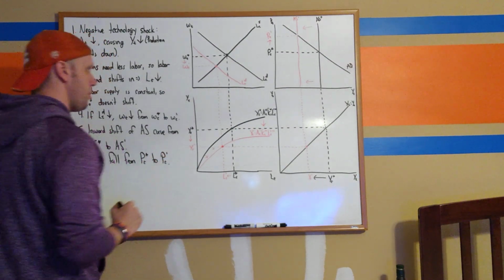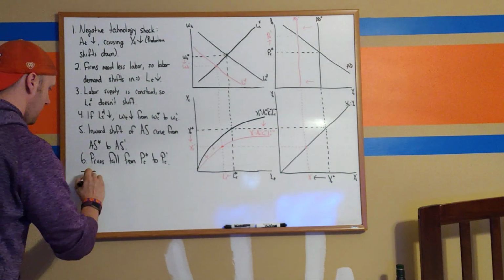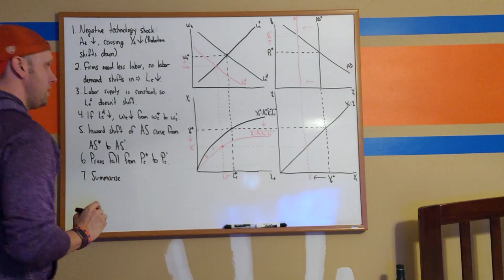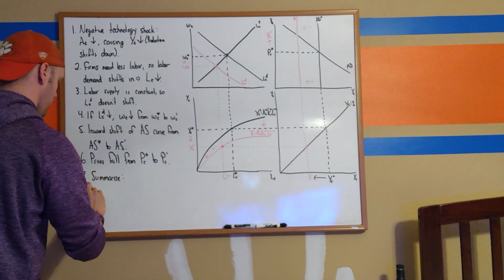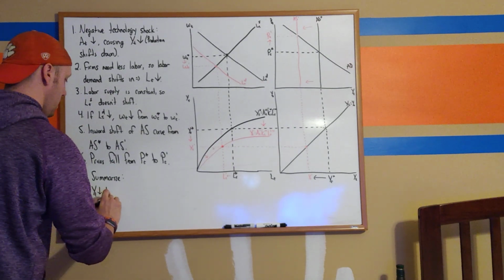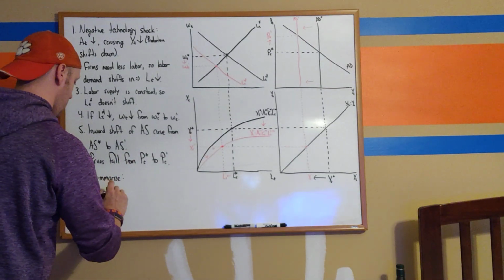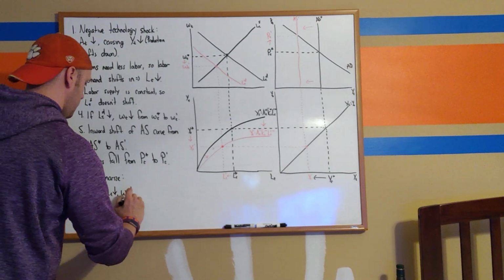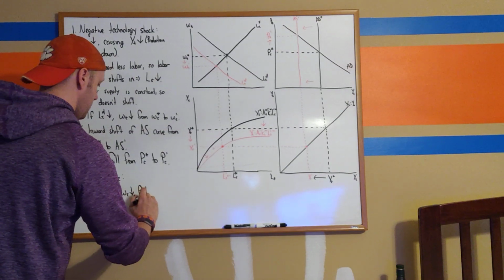Meaning prices fall from P star to P prime. Now, if we want to summarize this in terms of the qualitative changes, output falls because this originates in the output function, right? Which means labor hours fall, wages fall, prices fall.